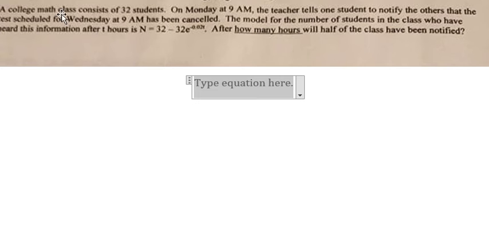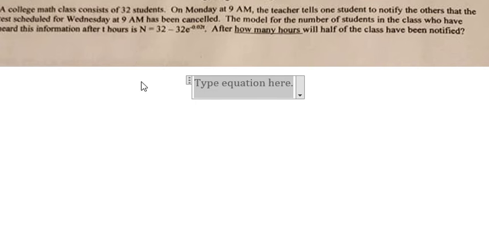A college math class consists of 32 students. On Monday at 9 a.m., the teacher tells one student to notify the others that the test scheduled for Wednesday at 9 a.m. has been cancelled. The model for the number of students in the class who have heard this information after t hours is this equation in here. After how many hours will half of the class have been notified?